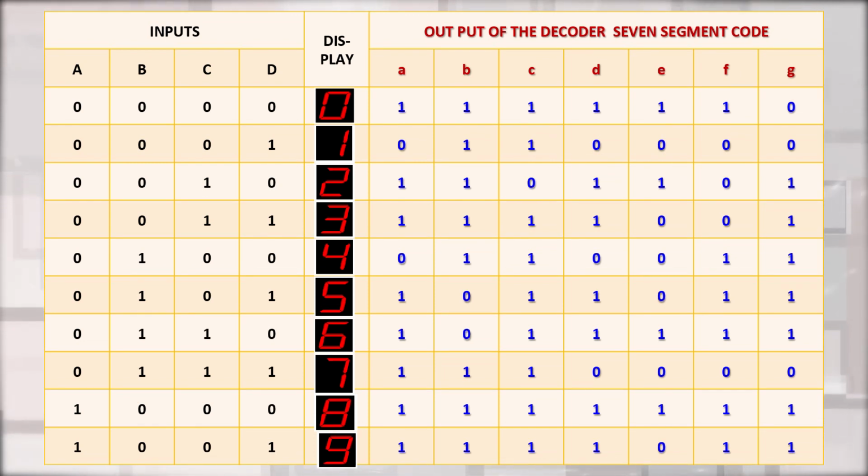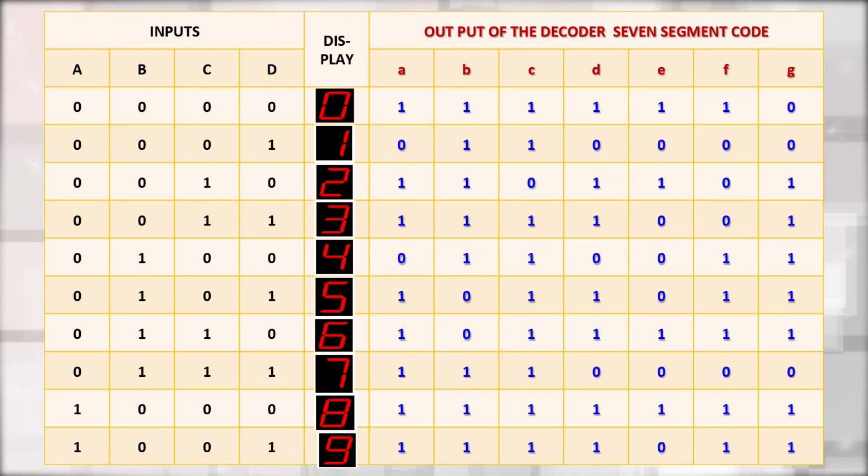So, we will be considering 4 inputs, namely A, B, C, D with A as MSB and D as LSB, and the outputs of decoder, that is 7 segment codes, they are designated as small letters a, b, c, d, e, f, g. For the input, when all inputs are 0, 0, 0, 0, at that time the output of decoder g is 0 and all other outputs from a to f are 1.